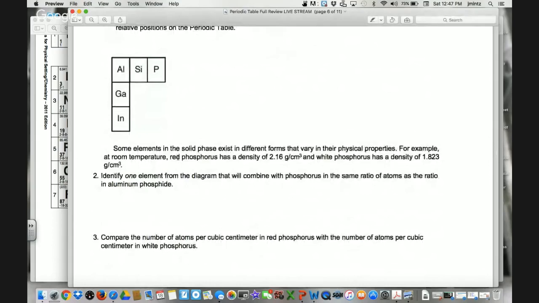Some elements in the solid phase exist in different forms that vary in their physical properties. For example, at room temperature, red phosphorus has a density of 2.16, and white phosphorus has a density of 1.823. Identify one element from the diagram that will combine with phosphorus in the same ratio of atoms as the ratio in aluminum phosphide. All right, so here's aluminum combining with phosphorus. They want to know what other element on the table would form a 1-to-1 ratio or form a compound that way. It'd be anybody in this column, right? Gallium or indium would form a 1-to-1 ratio with phosphorus.